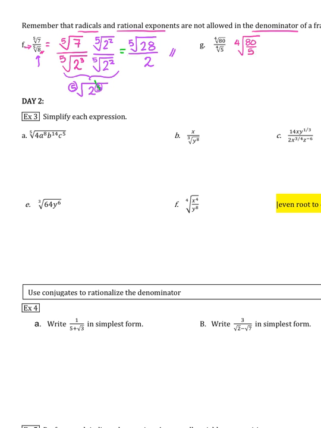So here I could actually simplify this. The 4th root of 80 over 5 is the same thing as the 4th root then of 16, which is 2. All right, so sometimes you can just simplify it and the numbers will cancel out the denominator. Other times you are going to have to rationalize that denominator. So it's always good to try and simplify first as a general rule.